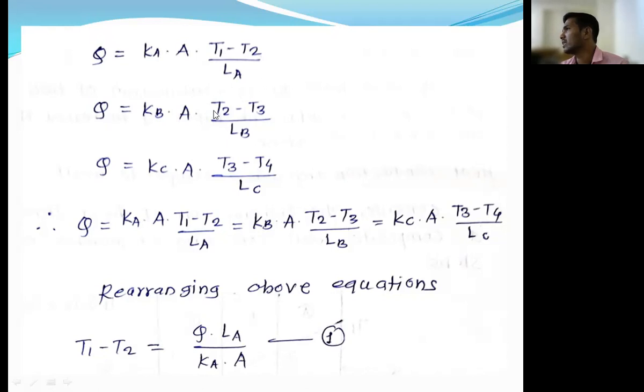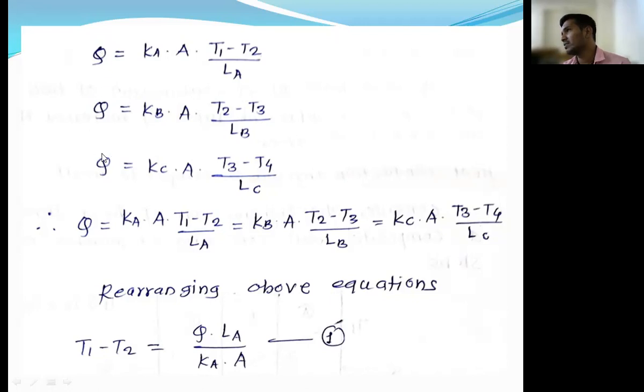Then what is the temperature difference for plate B? T2 minus T3. And what is the thickness of plate B? That is LB. Okay. Similarly, we have to write down the equation for plate C. That is thermal conductivity Kc into A, then the temperature difference for plate C, that is T3 minus T4, divided by the thickness of plate C, that is LC. Okay. Now this Q is the same.